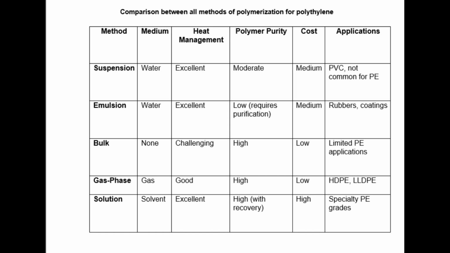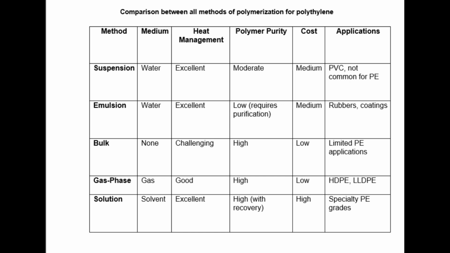Next, we can see that the suspension method is uncommon for polyethylene, because the suspension method is usually used for PVC products. It also requires separation and drying of the polymer. So it's not common for polyethylene. It is common for PVC.